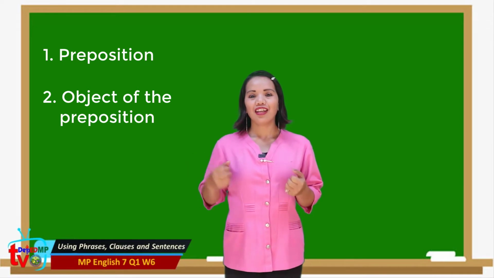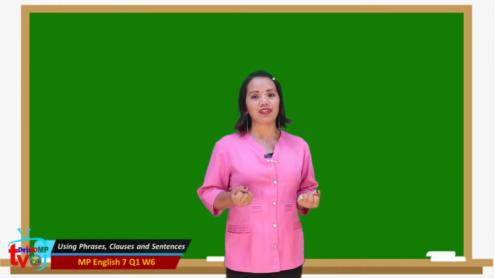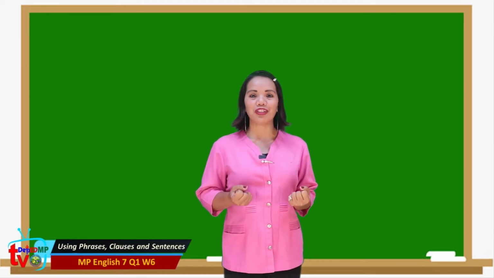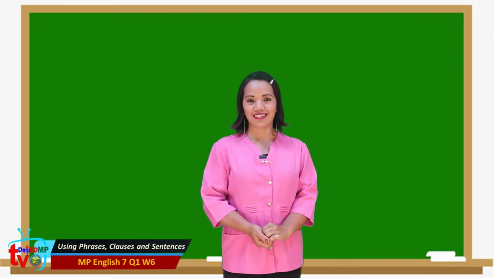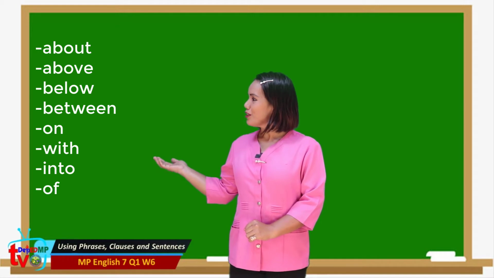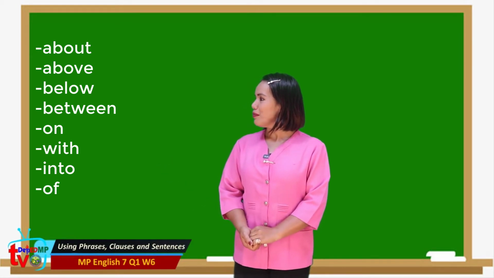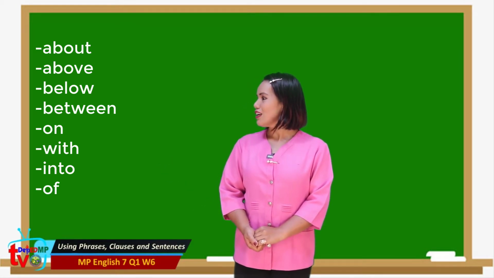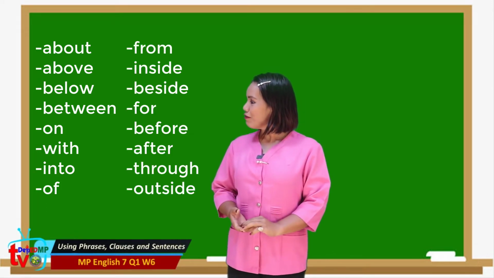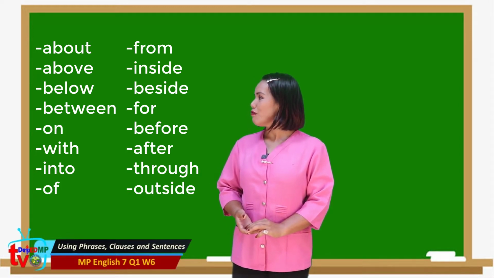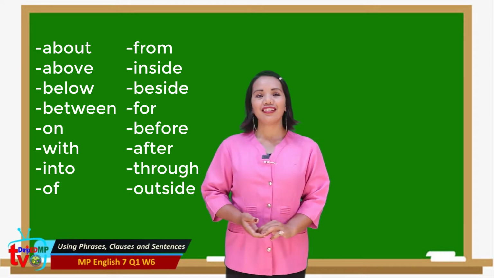Here are some examples of prepositions that you need to know in order to be able to identify a prepositional phrase in a sentence. About, above, below, between, on, with, into, of, from, inside, beside, for, before, after, through, and outside.